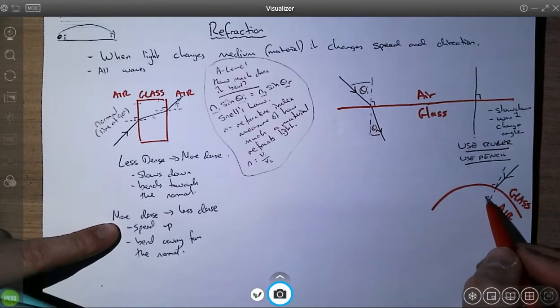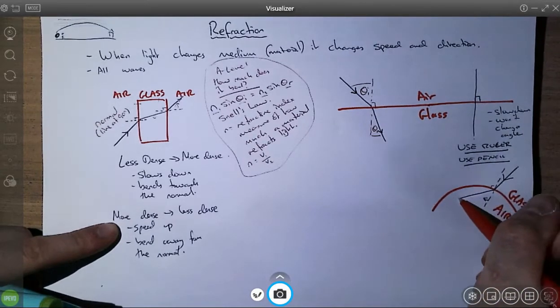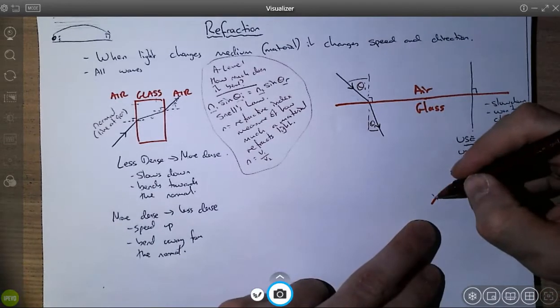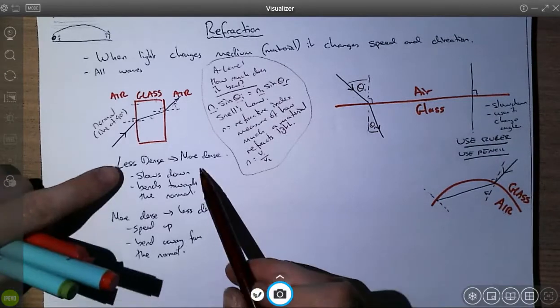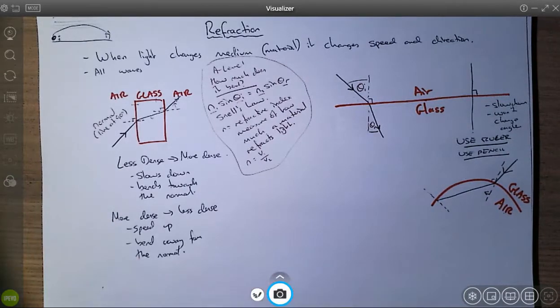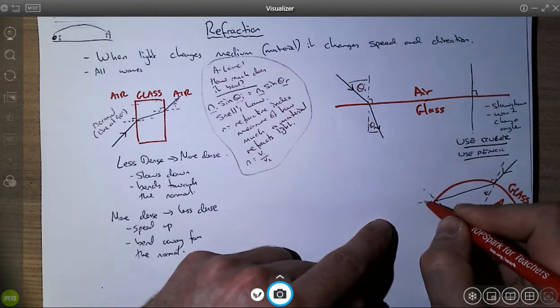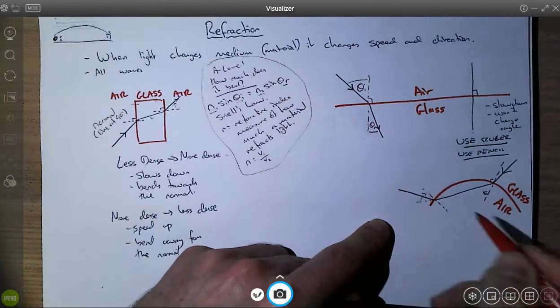So it's going to go away from the normal this way. Drawing these arrows on can actually be quite useful for students as well to understand which way you mean. So away from the normal. And now what's going to happen? So we need to draw on our normal again. And it's going from less dense to more dense. So it's going to slow down. It's going to bend towards the normal. So it should be going this way, but it's going to bend towards the normal this way. So it's going to come out over here somewhere.